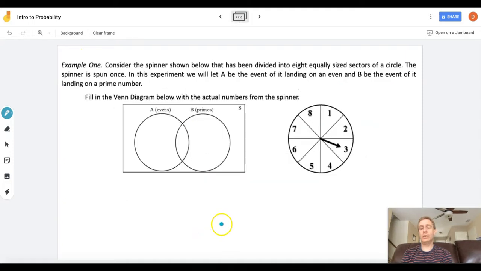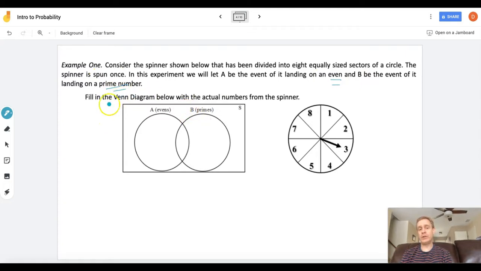All right, so let's take a look at the first example in this lesson. We want to consider the spinner shown below, and we see that it has been divided into eight equally sized sectors of a circle. And the spinner is spun once. In the experiment, we will let A be the event of it landing on an even number, and B be the event of it landing on a prime number.